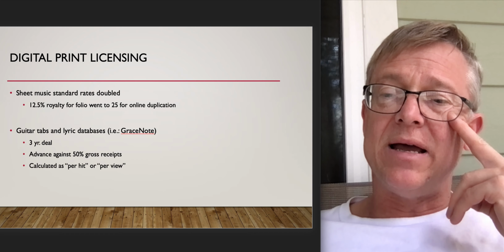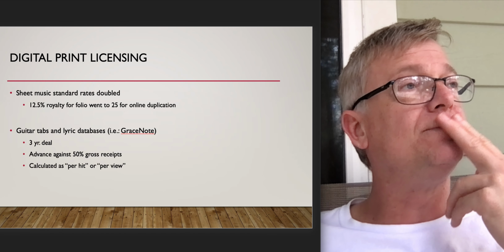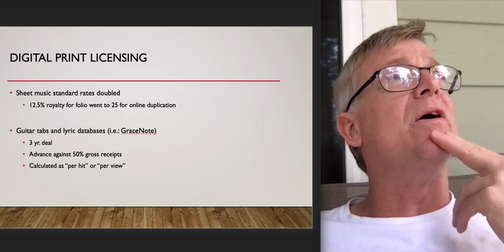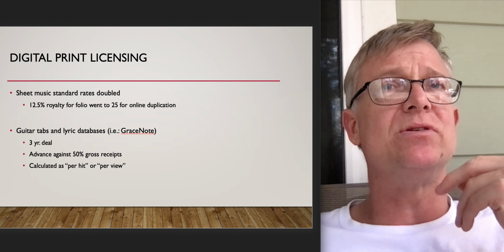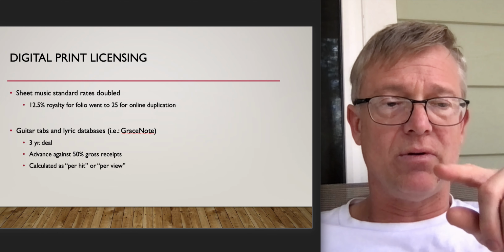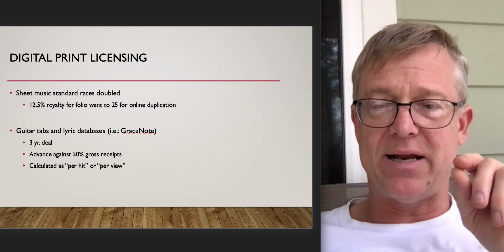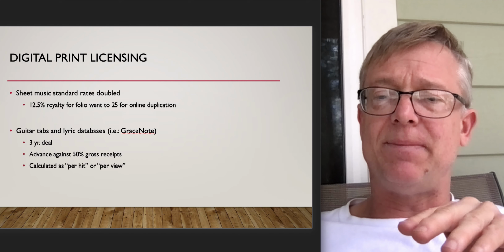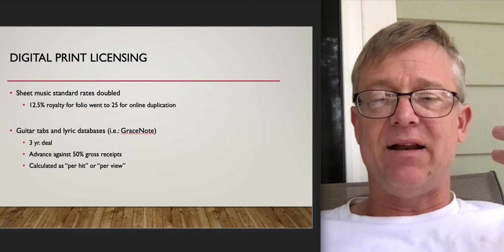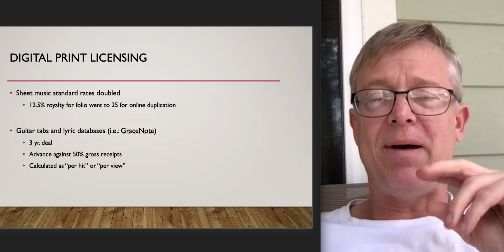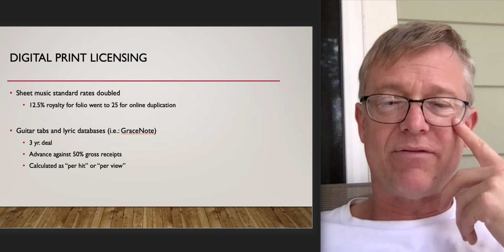Guitar tabs and lyric databases, like Gracenote, for example, that was used, if you downloaded a record or uploaded a CD in the early days of iTunes, Gracenote would search for the song titles, so it's basically a lyric and song title for print type of service there. But those typically are 3-year deals between the publisher and, say, Gracenote, and they'll pay out an advance that is against 50% of gross receipts.